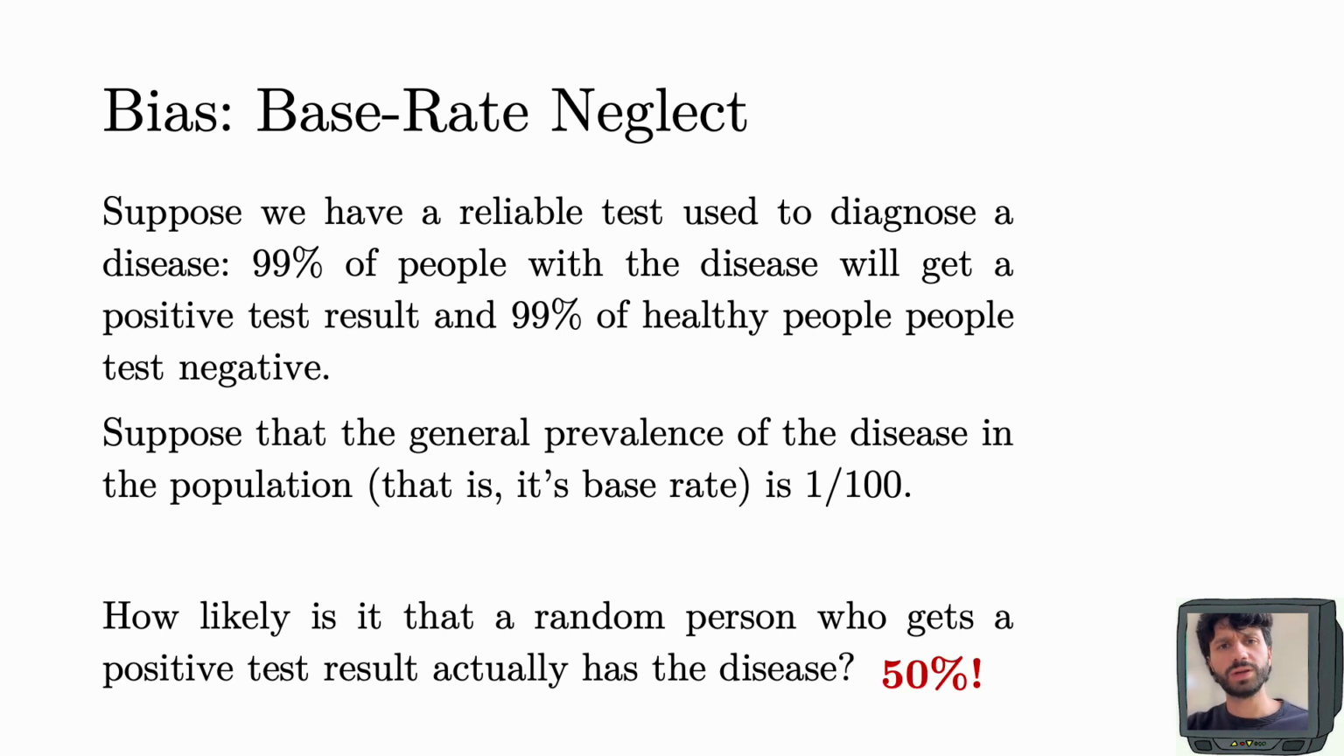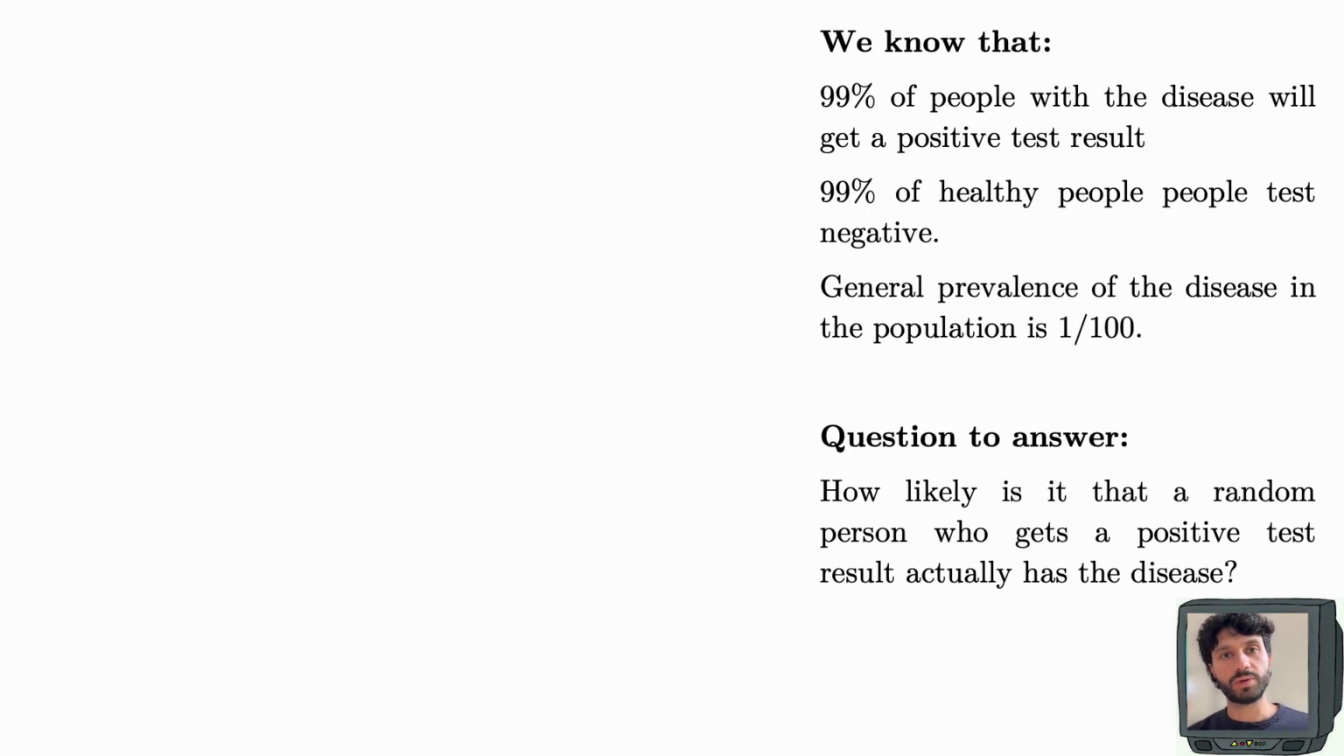And you might find that weird because I just told you that these tests are really reliable, right? 99% is a very reliable test. Yet I told you that if we just pick a random person and they test positive, the probability that they actually have the disease is only 50%. So let's use the tools that we've learned to actually apply this. When tackling a problem like this, it helps to really put all the information we have on the table and be really clear about what the question is asking. So here I put it on the right side, and we know that 99% of people with the disease will get a positive test result.